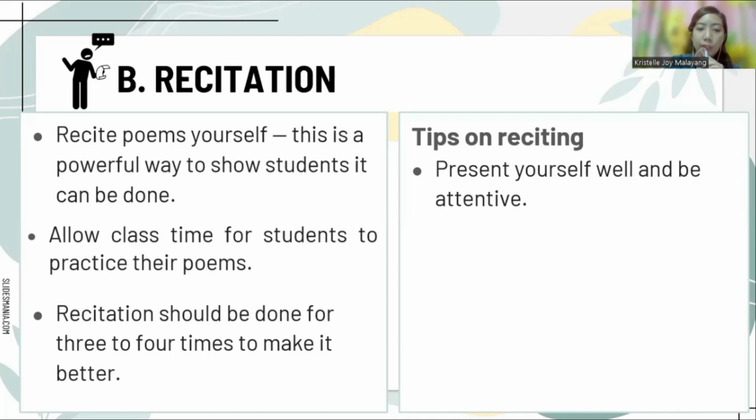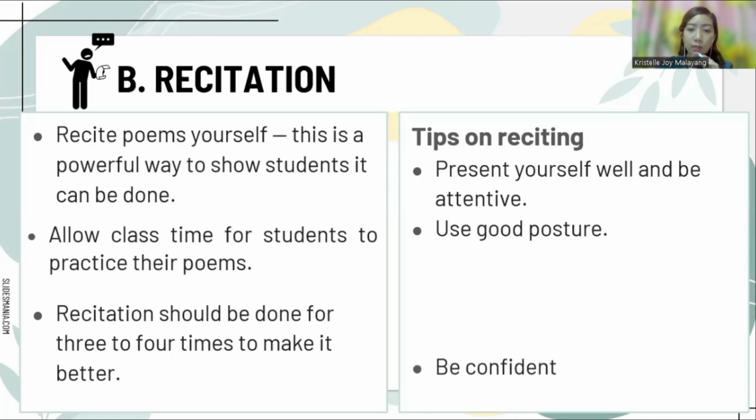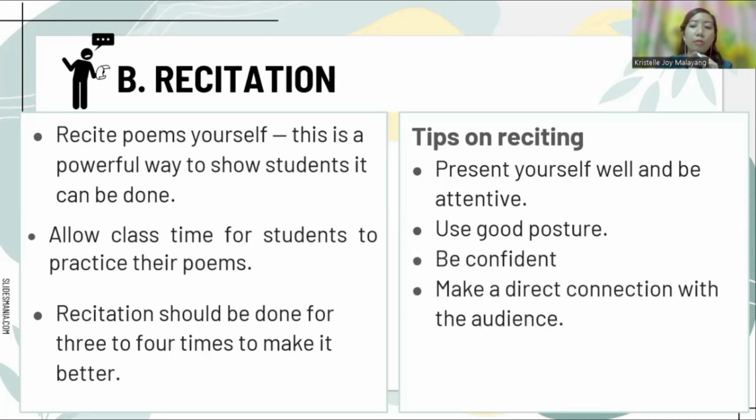Here are some basic tips on reciting a poem. First is present yourself well and be attentive. Of course you have to prepare mentally and physically when you are reciting a poem. Second is have a good posture, project to the audience, and avoid unnecessary movements. Third is be confident. Speak at a natural pace, don't rush, but don't speak too slowly. And the last one is make a direct connection with the audience.